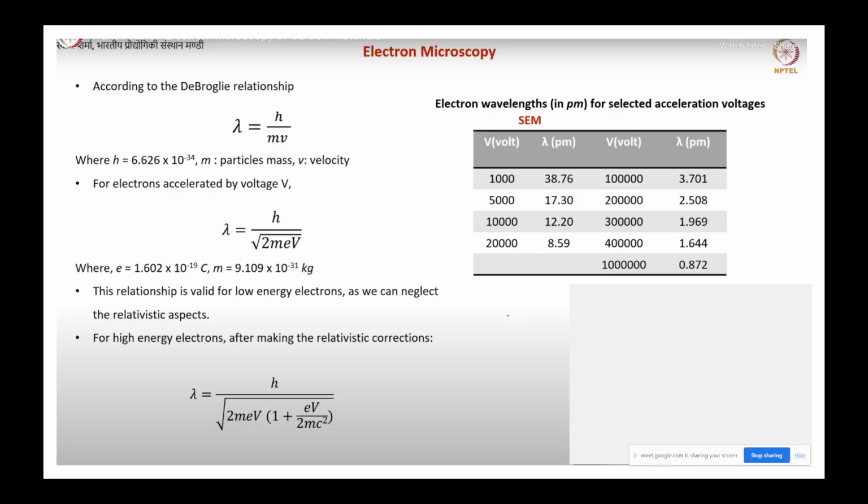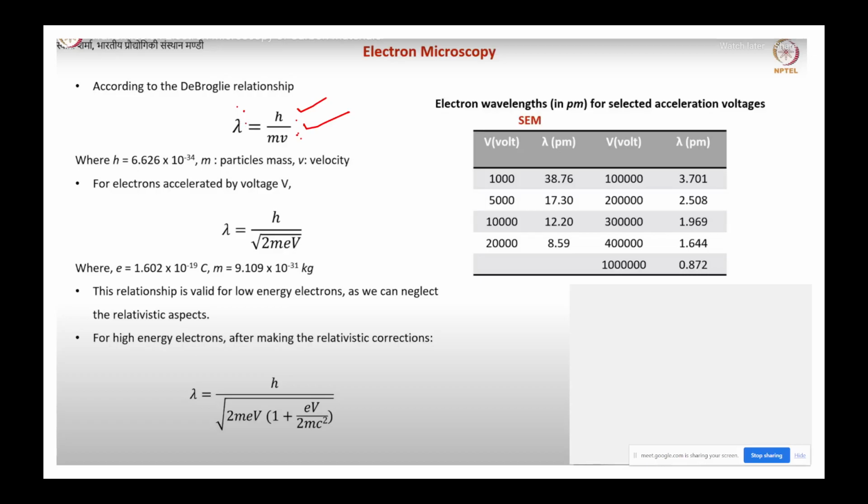The de Broglie relation that we all know is given by lambda equals h by m into v, where m is the mass of your particle, v is your velocity, and h is the Planck constant, whose value is 6.63 into 10 to the power minus 34. If you know this value and the velocity, or if you know the wavelength, you can calculate the velocity. If you know the velocity, we can calculate the wavelength using the de Broglie relation.